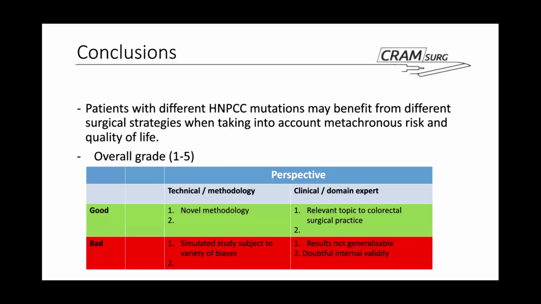In terms of the drawbacks and limitations, obviously it's a simulated study subject to a variety of biases, which we briefly touched upon. The results are not generalizable, and there's doubtful validity because of the biases that we've talked about in general, which obviously decreases the amount that we can take away from the study itself.